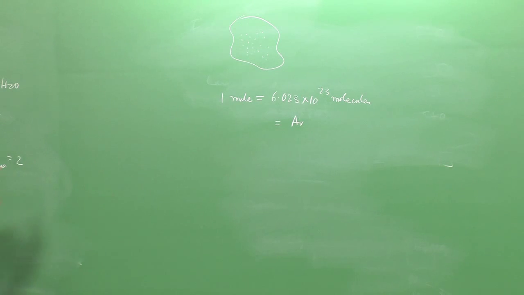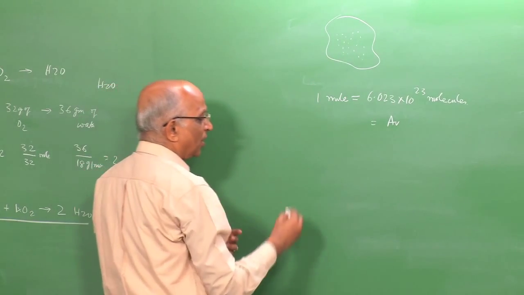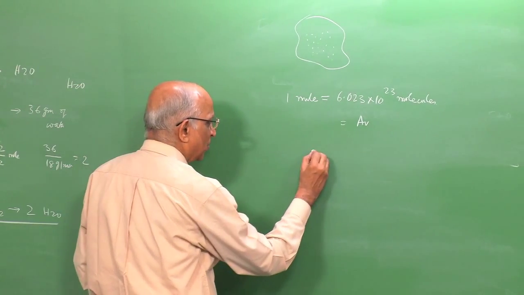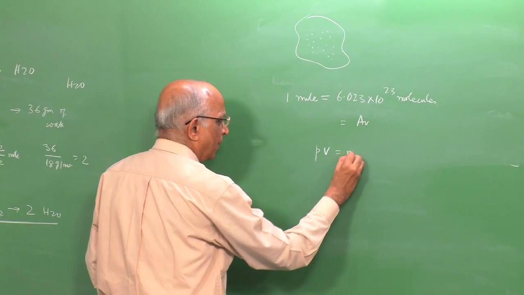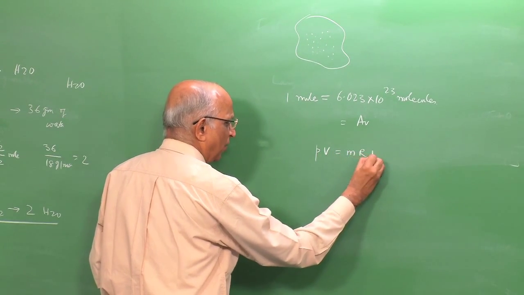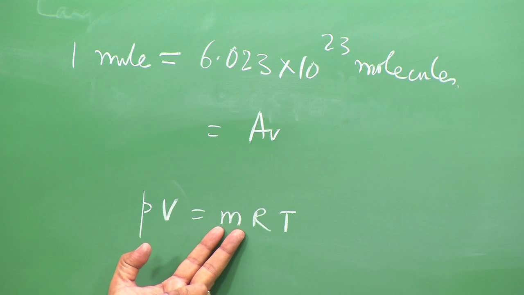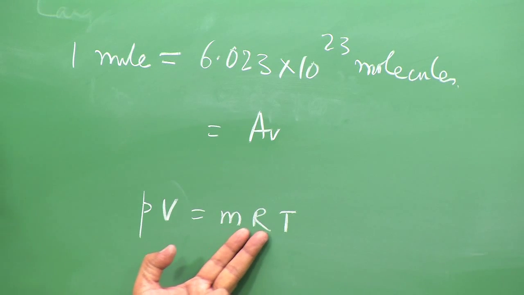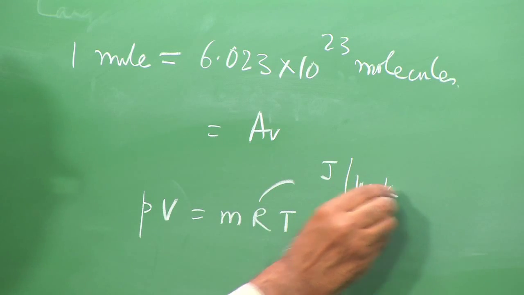There is one great advantage in working with moles. If we consider an ideal gas, it is described with the equation PV is equal to mass times the specific gas constant times temperature, where the mass is in kilograms and the specific gas constant is in joules per kilogram Kelvin.